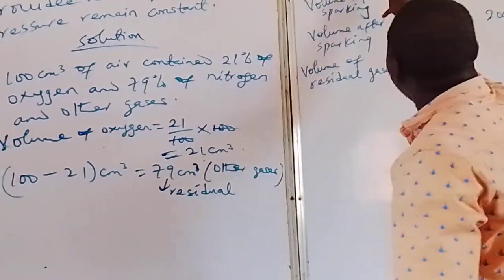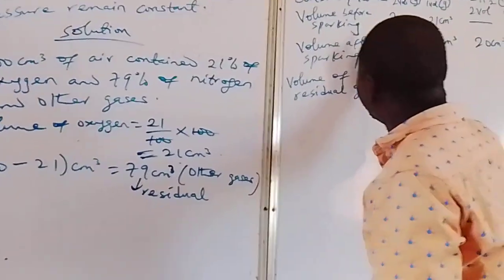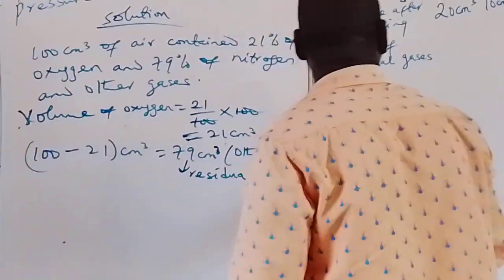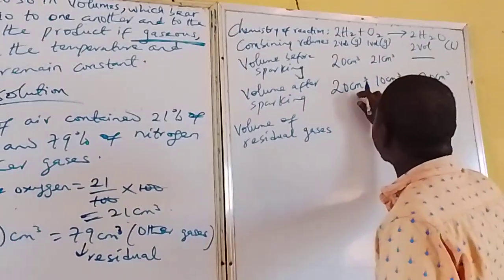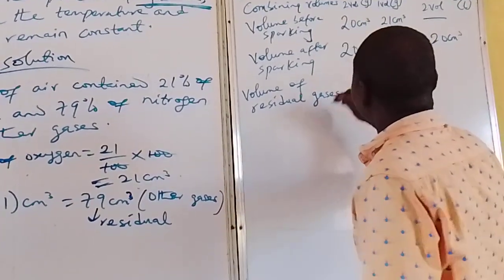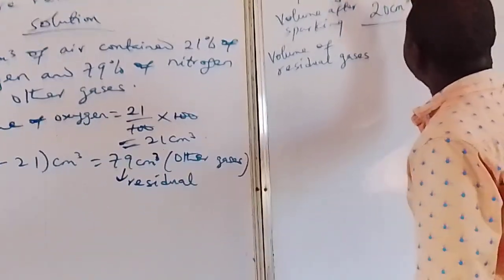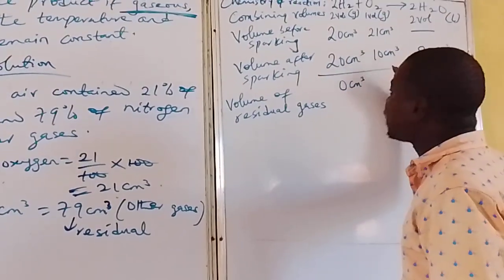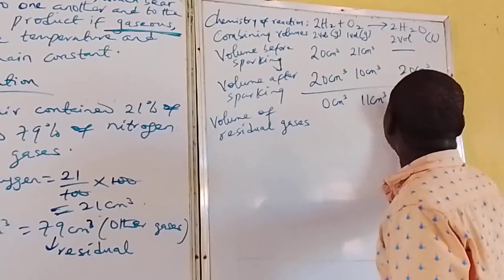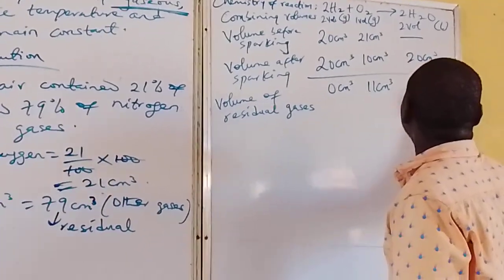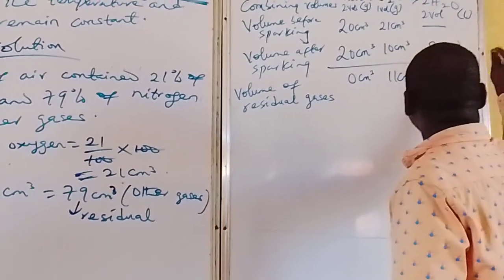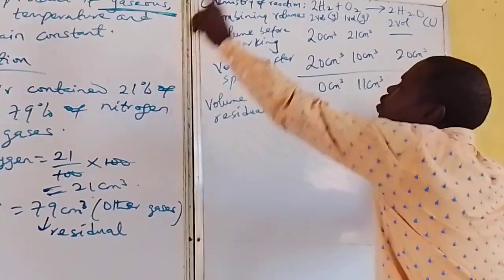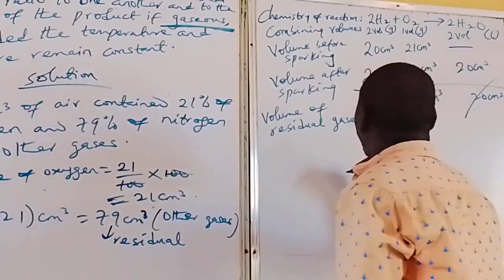So we've gotten the volume before sparking. Residual gas: how do we get the volume of the residual gas? We are going to subtract the volume after sparking from the volume before sparking. So let's do the calculation. 20 cm³ minus 20 cm³ is 0 cm³. 21 cm³ minus 10 cm³ is 11 cm³. Then for this one, just write 20, but this one will be ignored because it's not a gas, since the condition says if gaseous. So it is left out of the calculation.